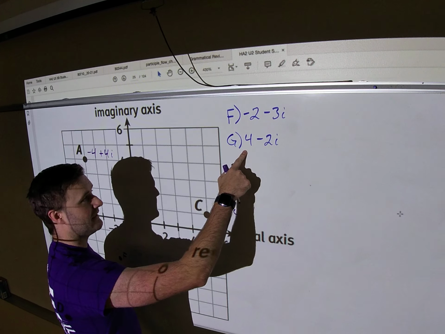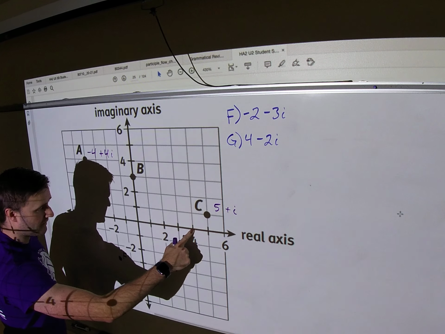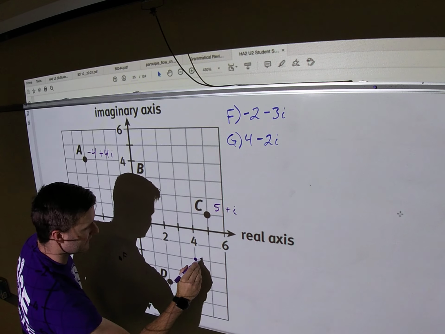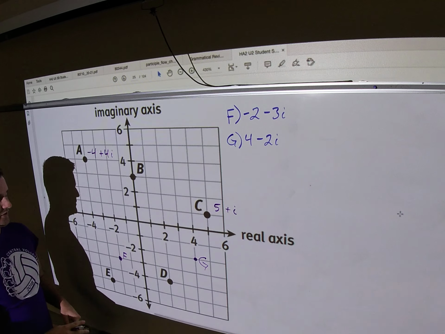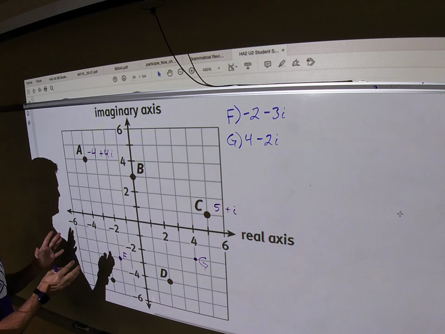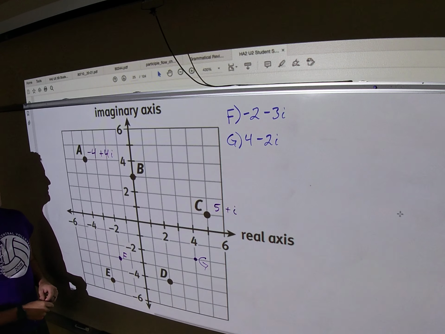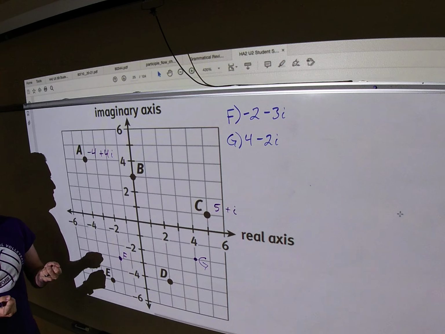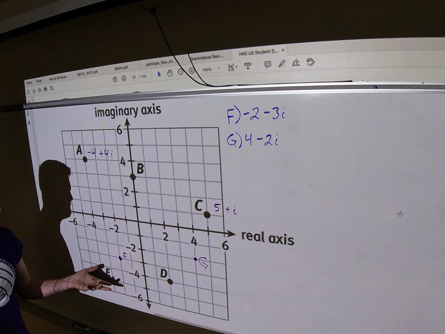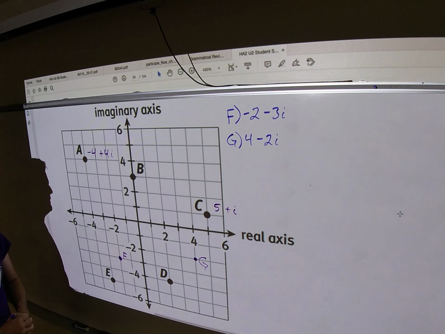Letter G, that's a positive 4, so I'm going to go right 4, and that's a minus 2i, so I'm going to go down 2i. So right 4, down 2i, and this is going to be the letter G. So it truly is that easy. Instead of thinking x comma y, you're just thinking the real number. If it's positive, I go to the right. If it's negative, I go to the left. And then up and down is where your i goes. If you go up 3, then you're going to put a 3i. If you go down 5, you're going to put a minus 5i.